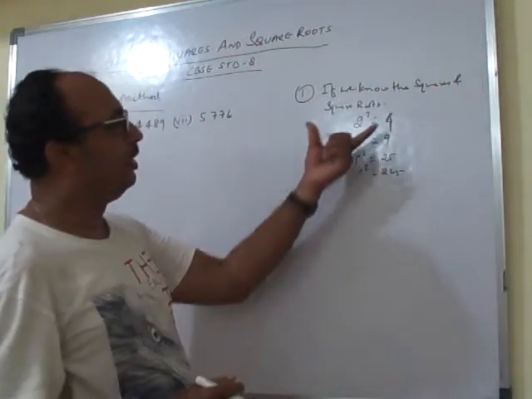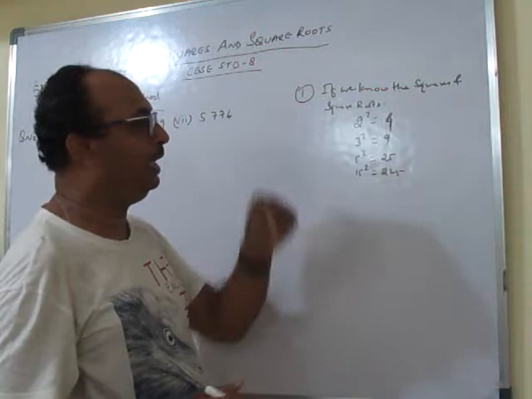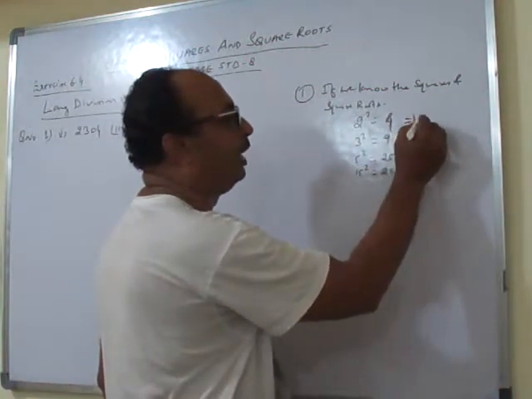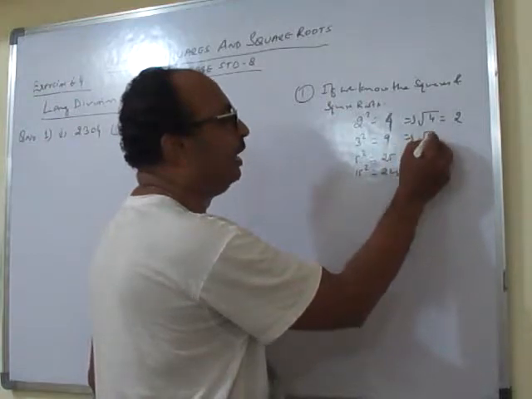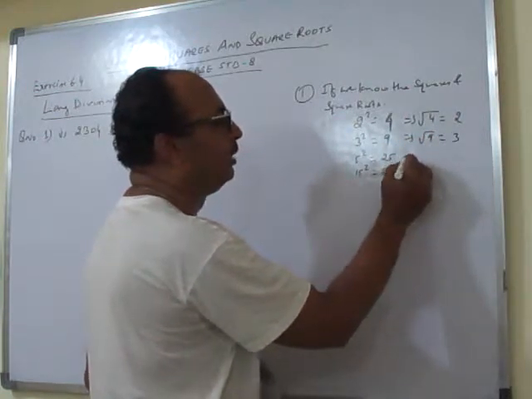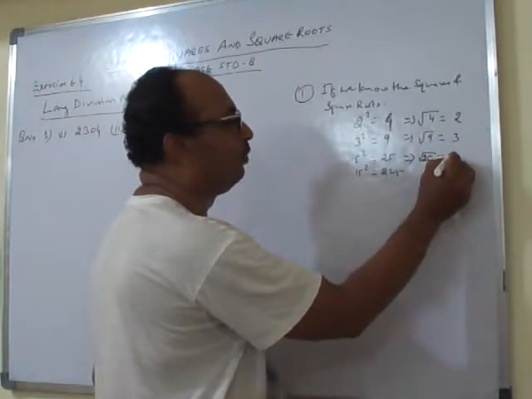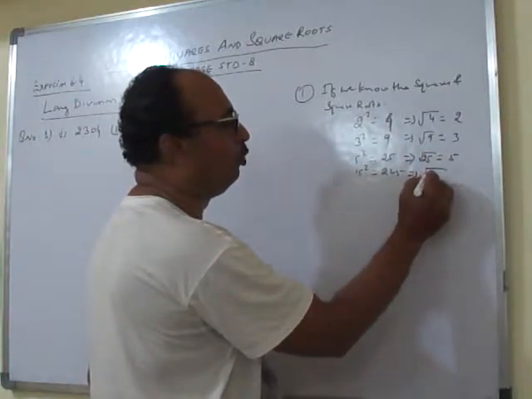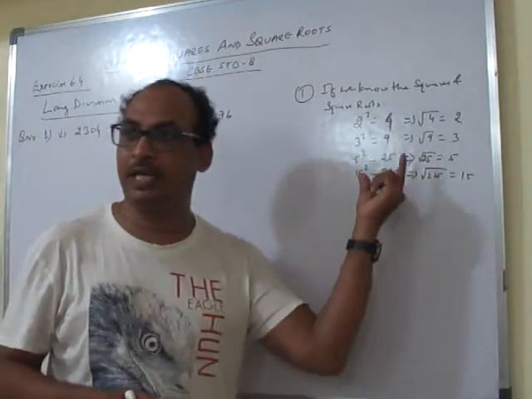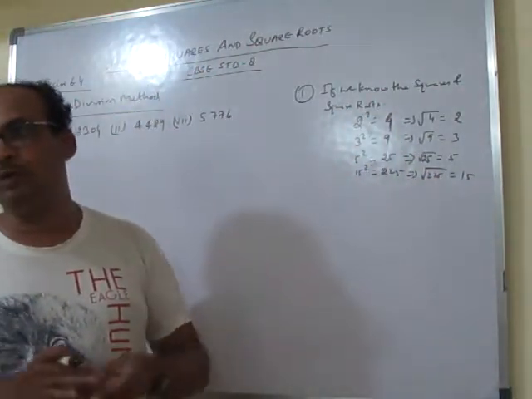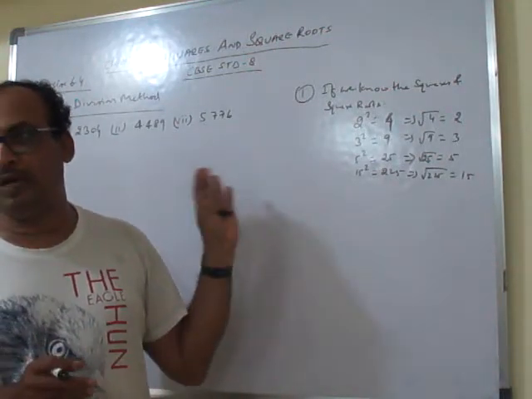So if we know the square of a particular number, it will be easy for us to find the square root. Like root 4 will be 2, root 9 is equal to 3, root 25 is equal to 5, and root 225 is equal to 15. If we are aware of these squares, we will be able to find the square root directly. So that is one of the methods which we are utilizing to find square roots.